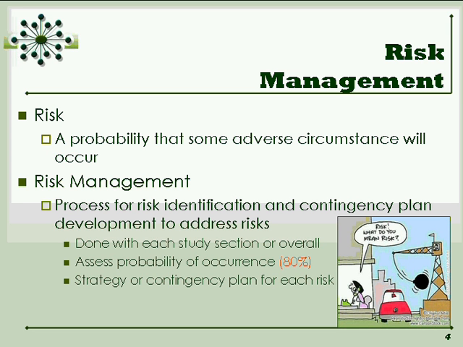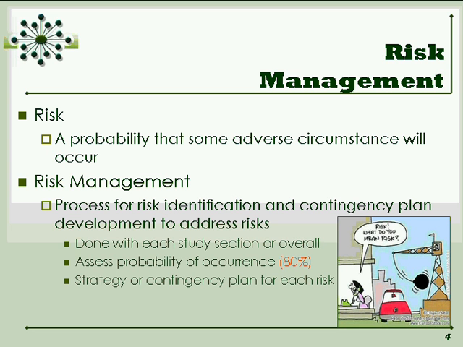But again, moving forward, we'll talk a little on the next slide about what risk actually is. Risk is the probability that some adverse circumstance will occur, some event or circumstance that may impact, for us specifically, clinical research or the proper conducting of the clinical research. Risk management as a whole is the process of identifying risk, categorizing that risk, and developing contingency plans to address risk as applicable. This can be done overall with the study as a whole, or individually by each study section, by each study site, by each group.